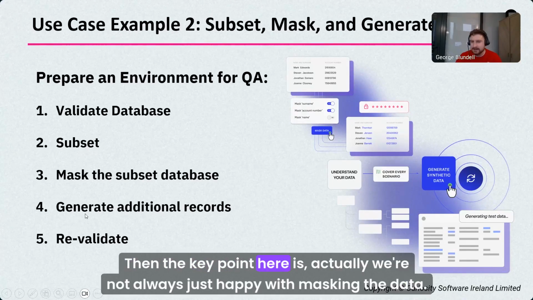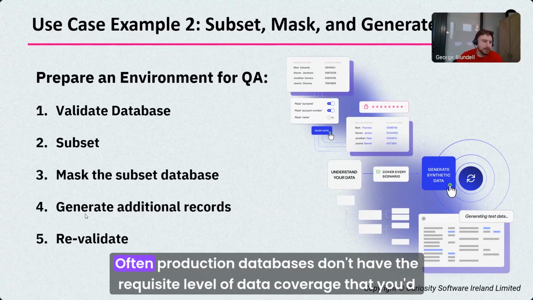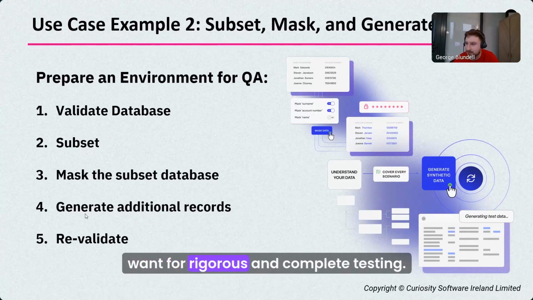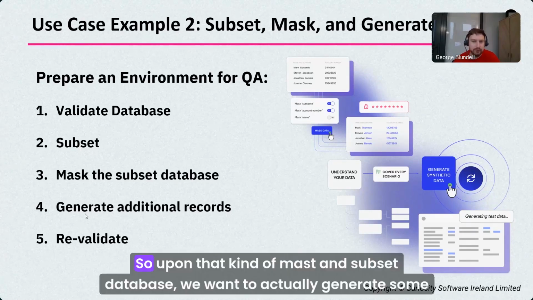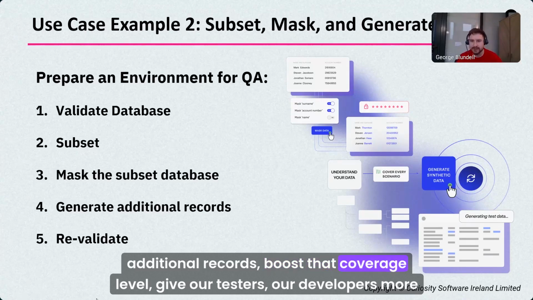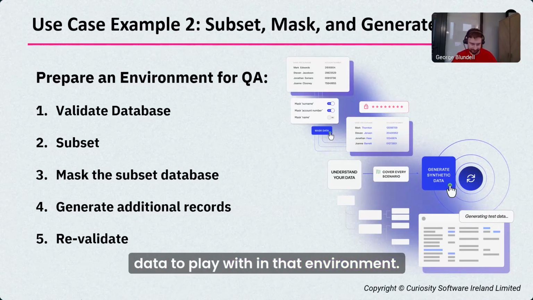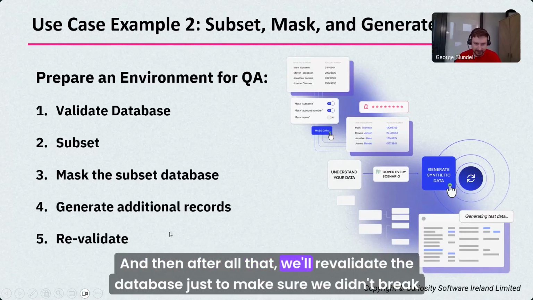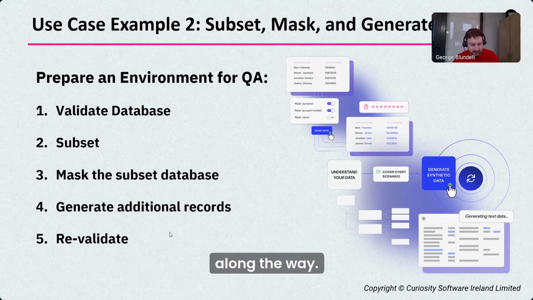Then the key point here is, actually, we're not always just happy with masking the data. Often production databases don't have the requisite level of data coverage that you'd want for rigorous and complete testing. So upon that masked and subsetted database, we want to actually generate some additional records, boost that coverage level, give our testers, our developers more data to play with in that environment. And then after all that, we'll revalidate the database just to make sure we didn't break anything along the way.